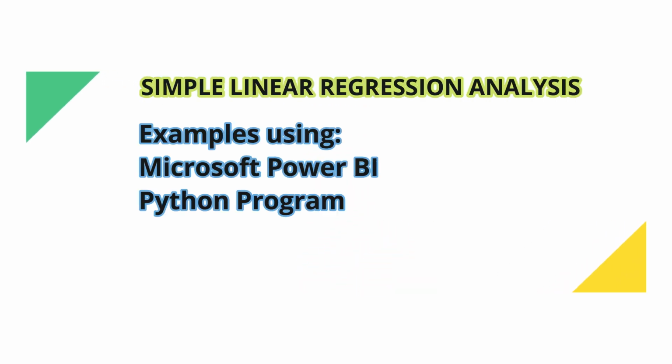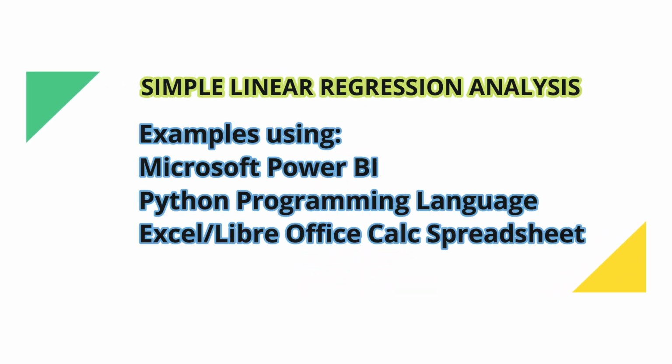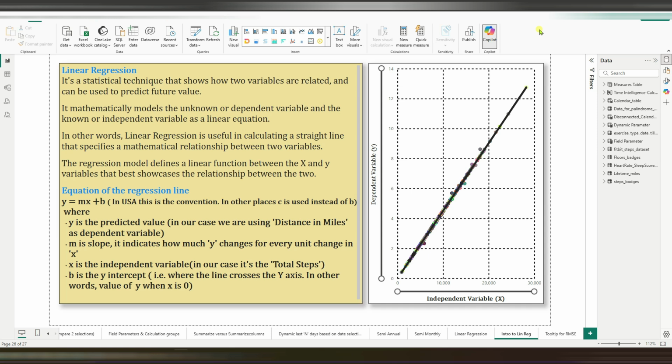Hi, in this video we'll do simple linear regression analysis using Microsoft Power BI and Python and Excel. Linear regression is a statistical technique that shows how two variables are related and it can be used to predict future value. As you can see on the right, we have a scatter chart where we have the independent variable on the x-axis and the dependent variable on the y-axis.